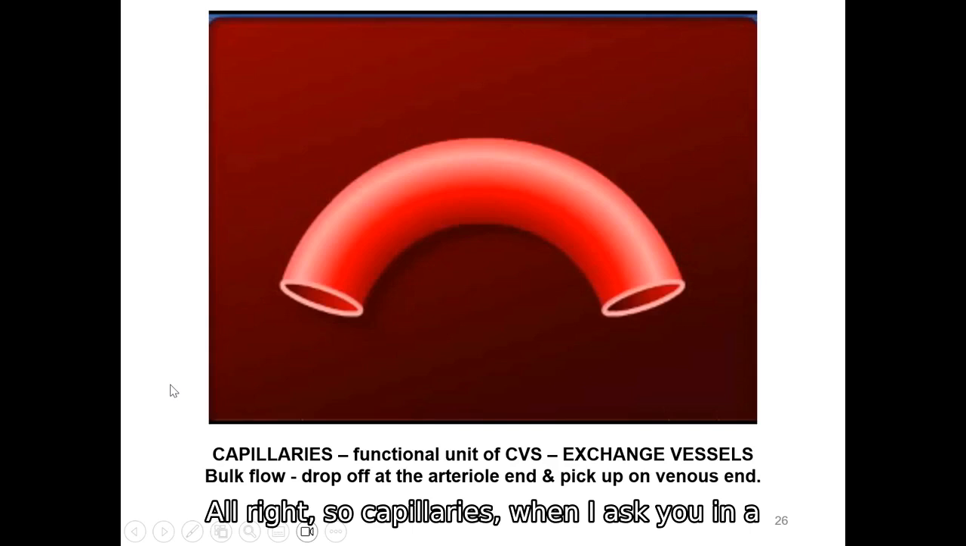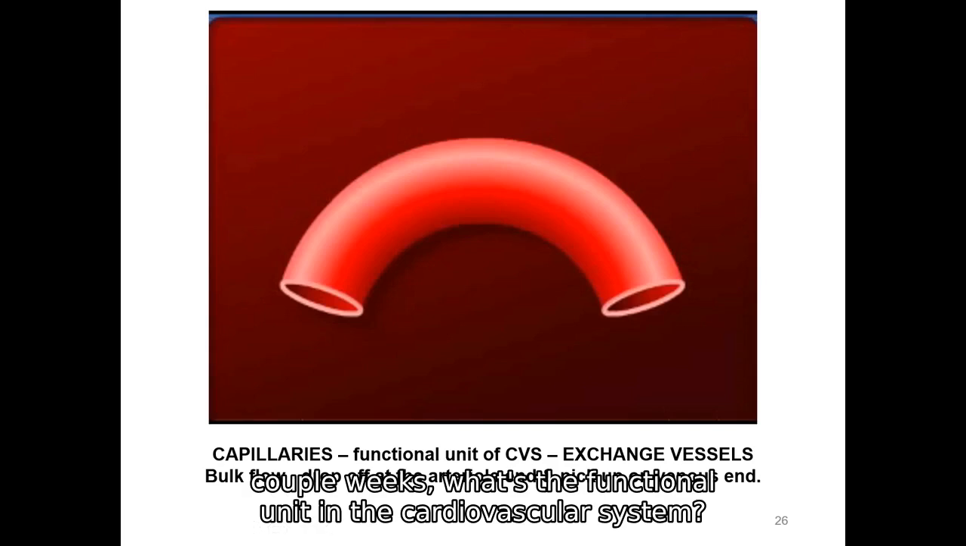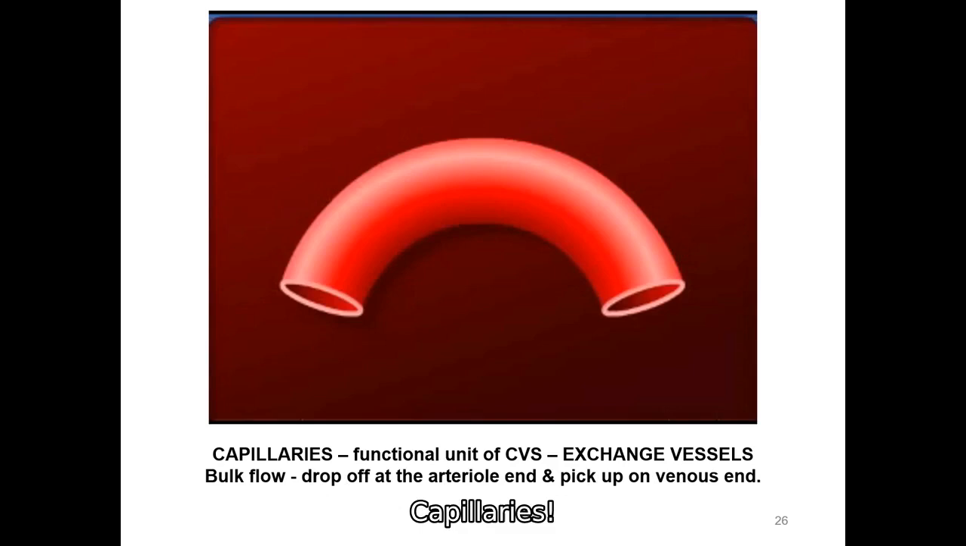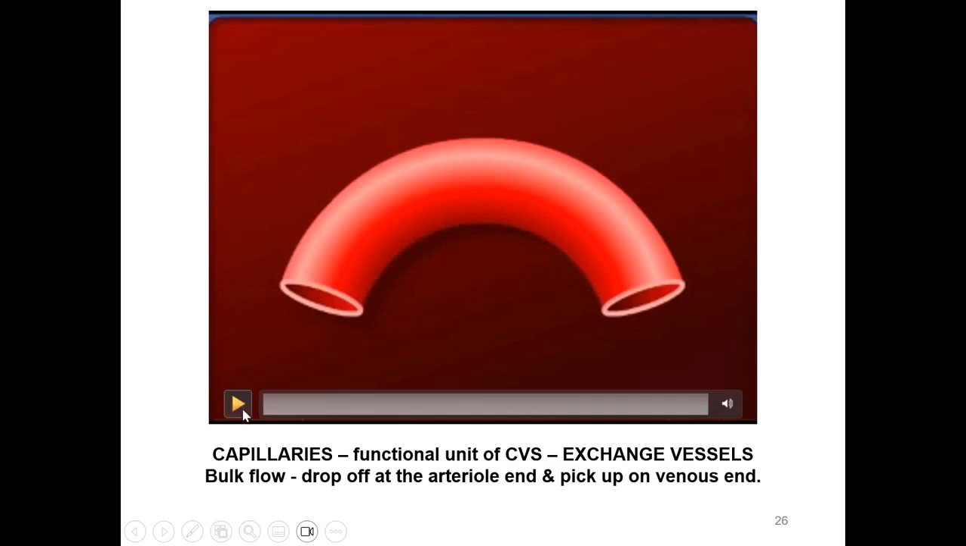So capillaries. When I ask you, in, I don't know, a couple of weeks, what's the functional unit in the cardiovascular system? Capillaries. Now, what do I mean by that?